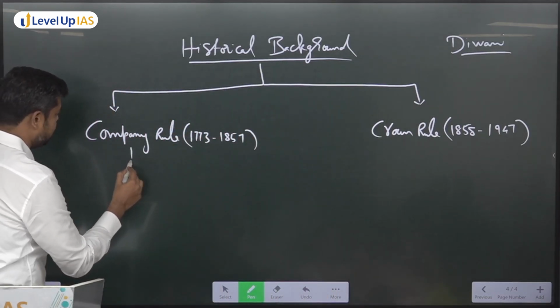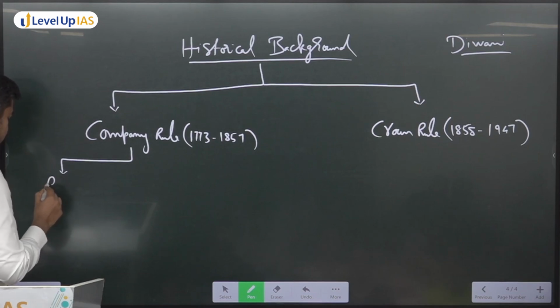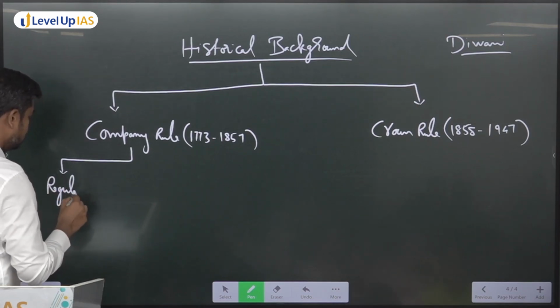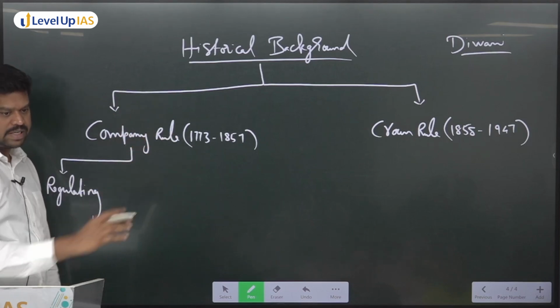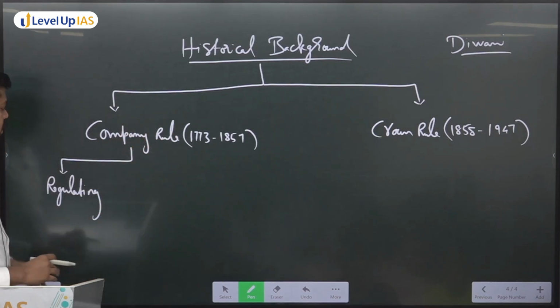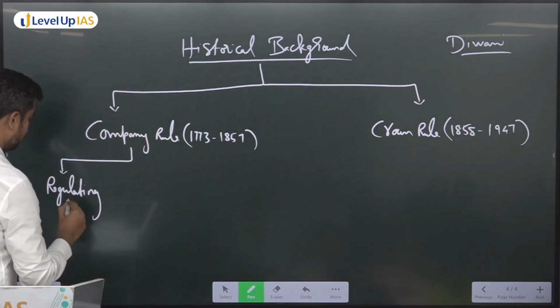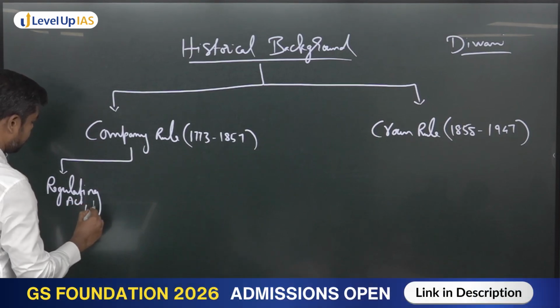So if you see the company rule, it started with the Regulating Act of 1773. So today in class, I'll try to complete the company rule. Probably in the next class, I'll deal with the crown rule. So try to listen to me. So the Regulating Act of 1773.